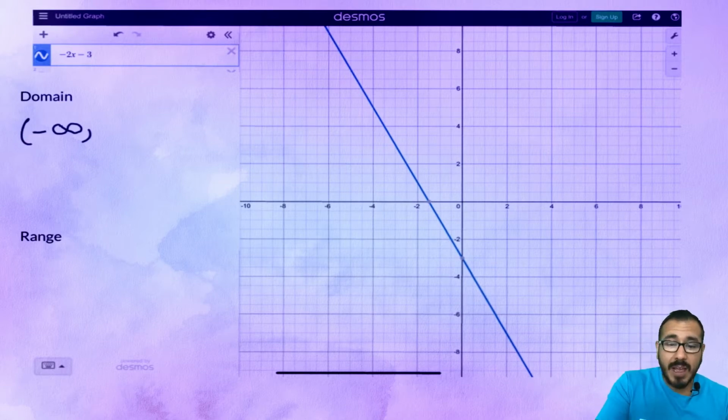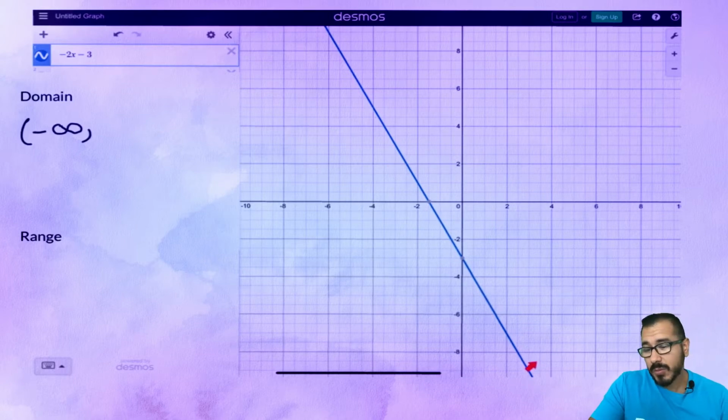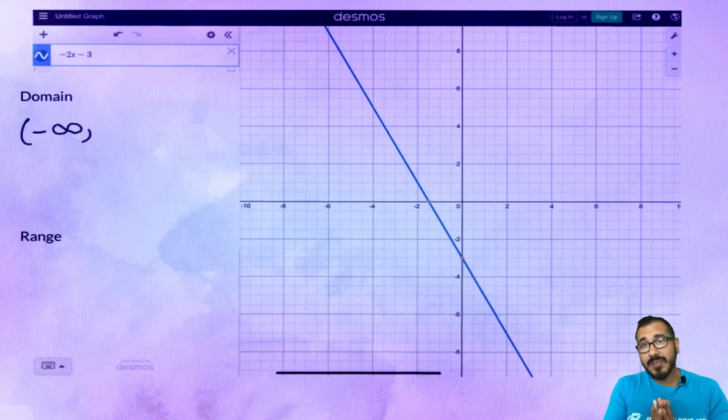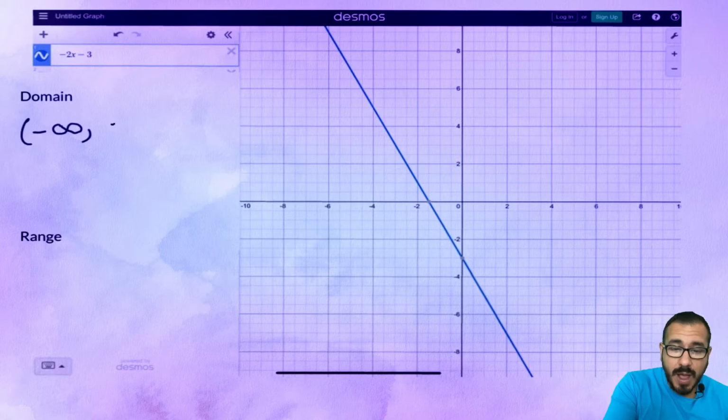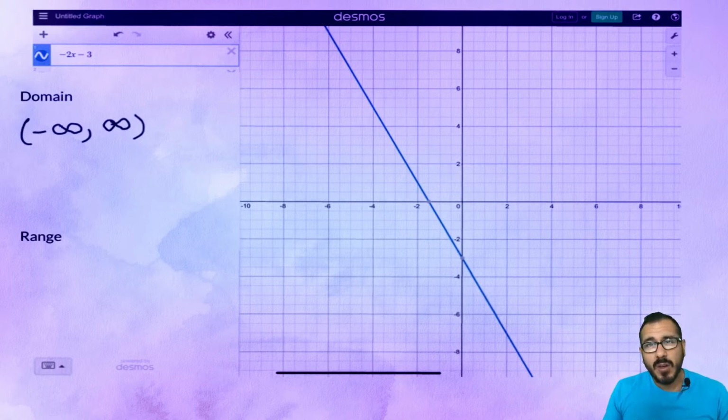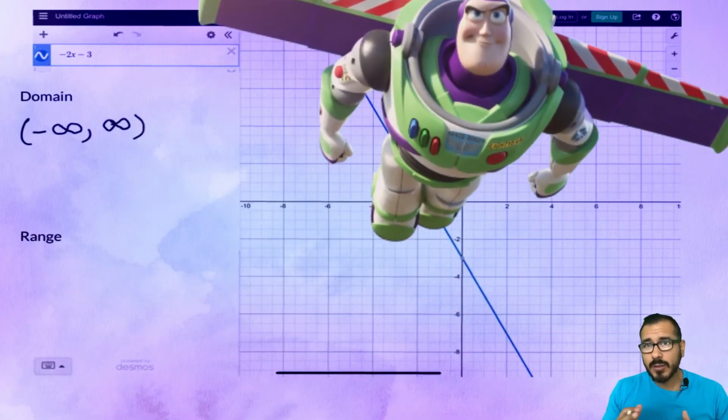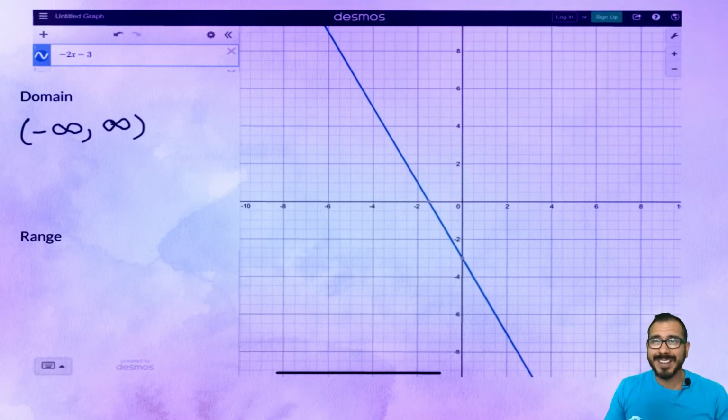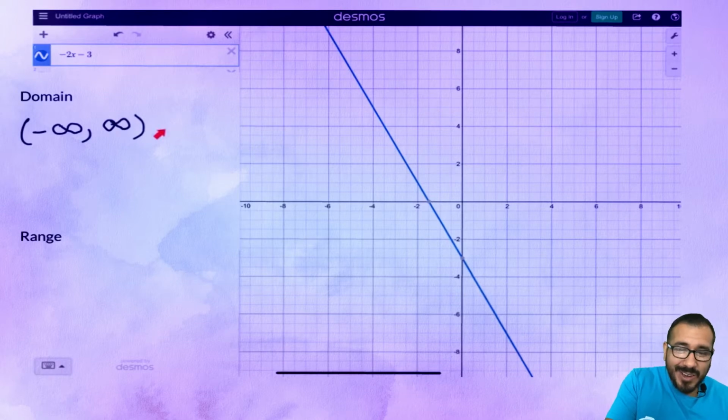And likewise, how far to the right is the graph going? Well, if I were to follow it all the way to the right, it would go on towards positive infinity, right? Because it never stops moving to the right. And of course, it's never going to get there. So we have our open parentheses. We don't care what Buzz says, to infinity and beyond. No, we're never going to get there. So there's our domain.